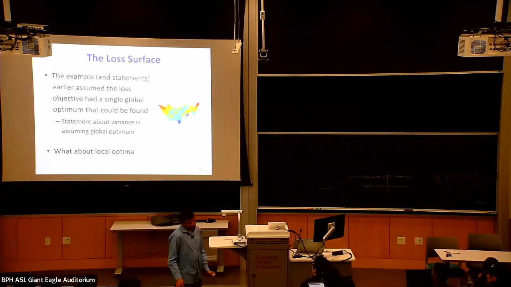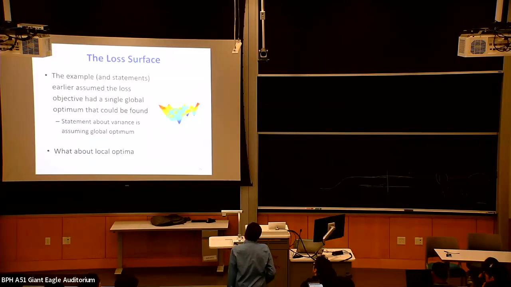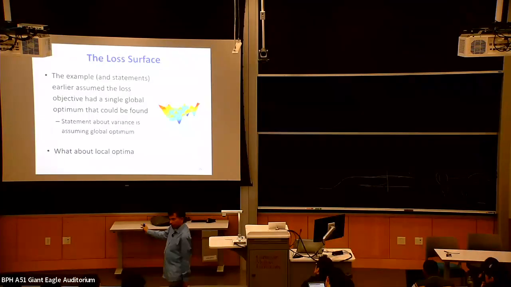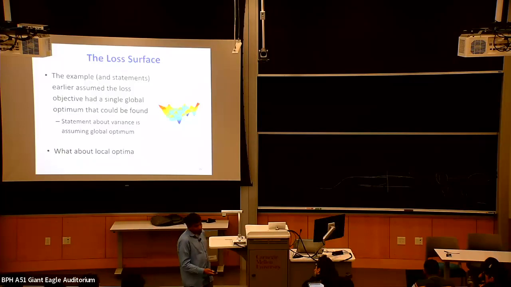All of these statements that I have made so far assumed that somehow backpropagation and gradient descent are going to find you the global optimum, but the loss surface is often going to look something hideous like this. The statement I made about the variance assumes a global optimum, but the actual loss surface can be a really ugly thing. And will we even find the minimum, and does it even matter, right?